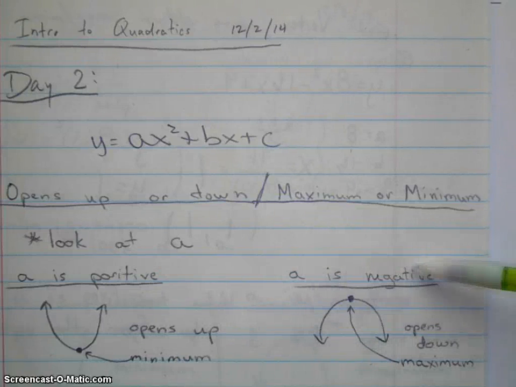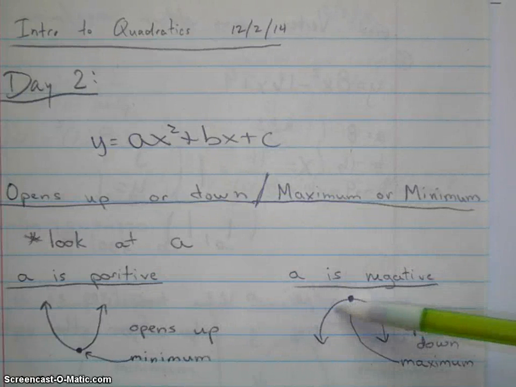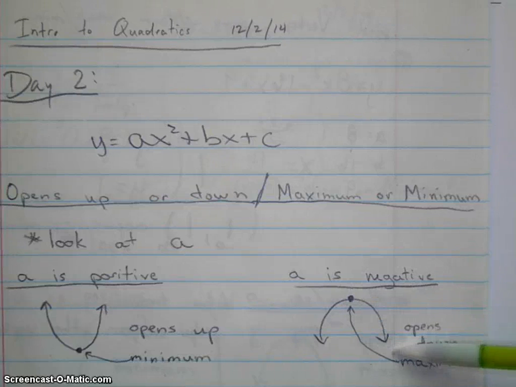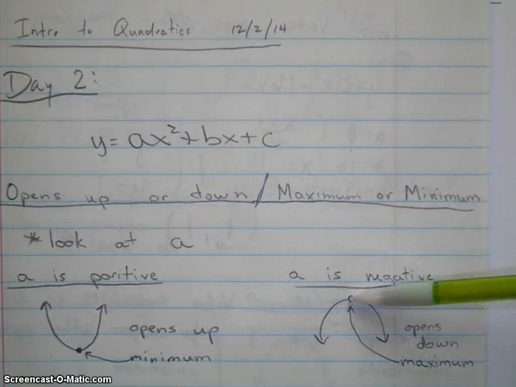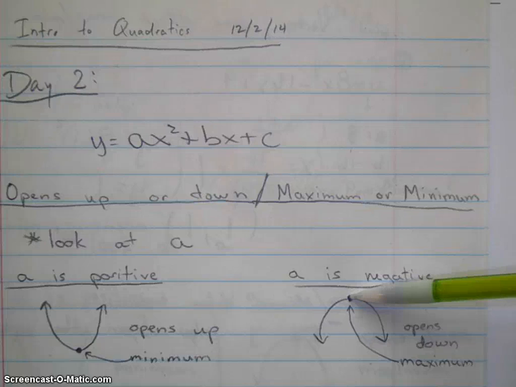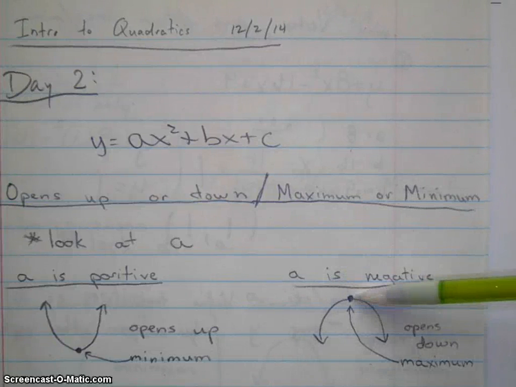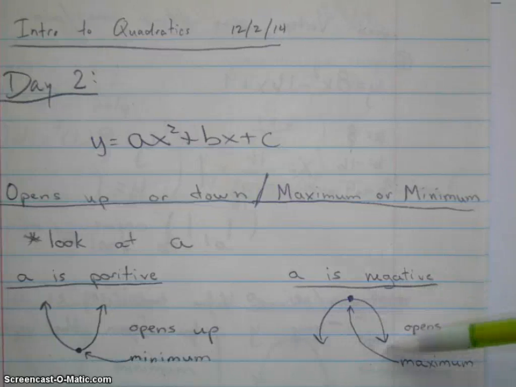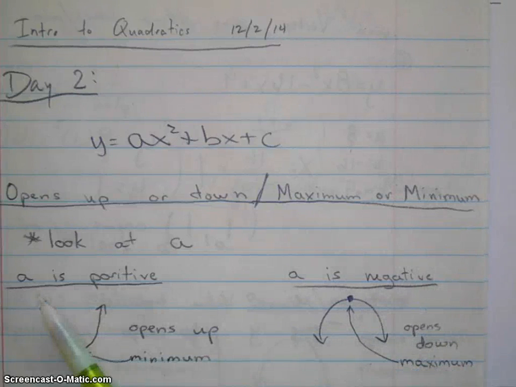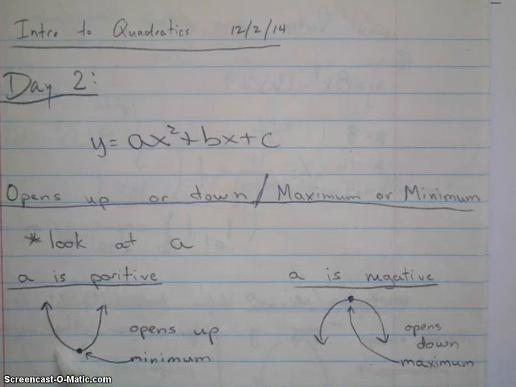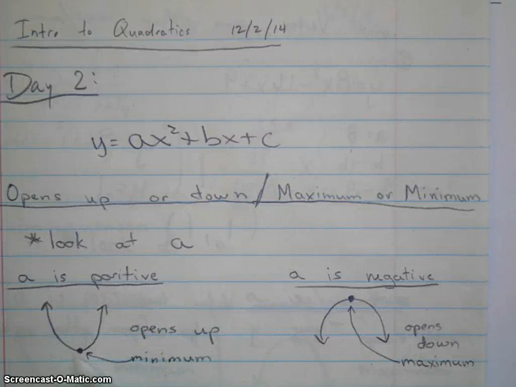Now when a is negative, our graph is going to open down, and we'll have a maximum for a vertex, because if you look here, the vertex is at the highest point on our graph. So when a is negative, we have a maximum and our graph opens down. When a is positive, our graph opens up and we have a minimum.